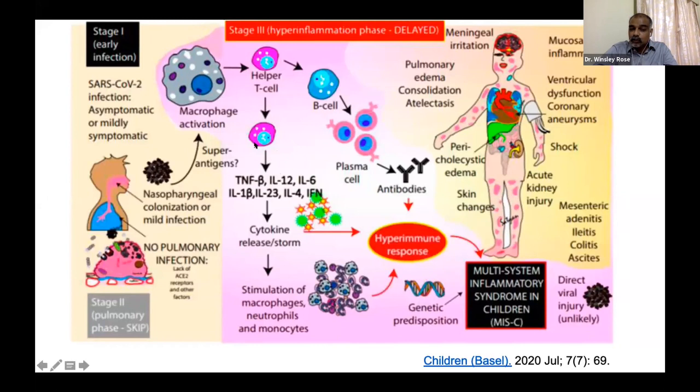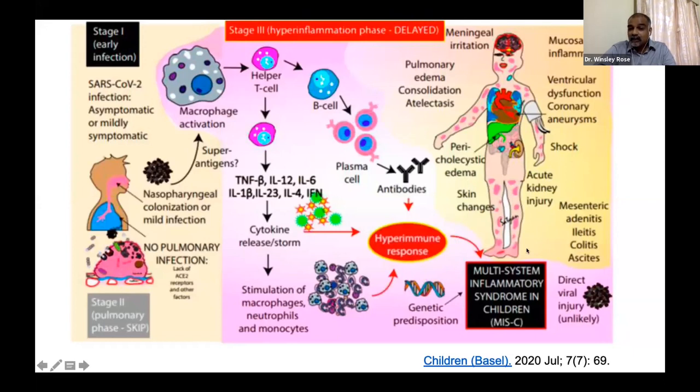And there is also production of an increased amount of cytokines, including TNF beta, IL-12, IL-6, IL-1 beta, IL-23, IL-4, interferon gamma. So there's a whole load of cytokines which are released, which again stimulates macrophages, neutrophils, and monocytes. And this vicious cycle happens, and there is a hyperimmune response.